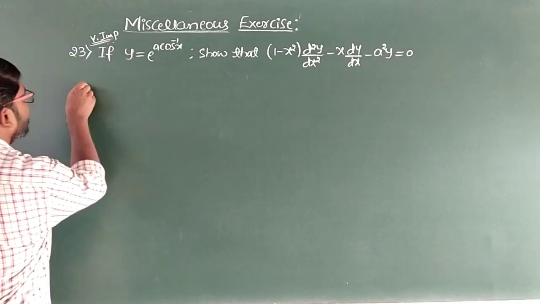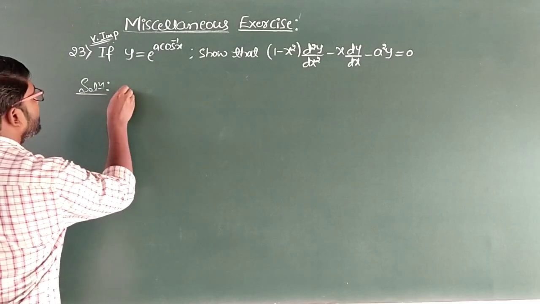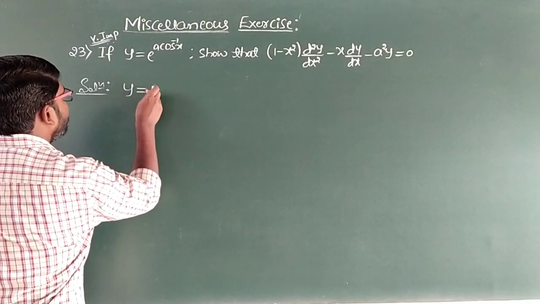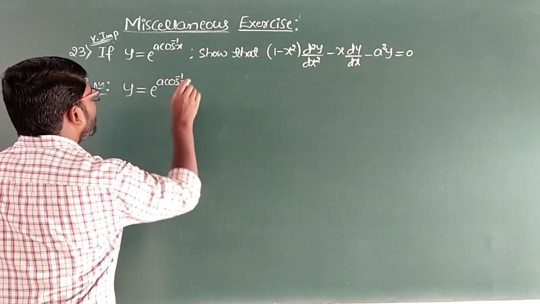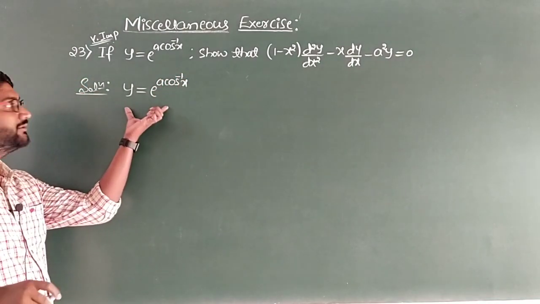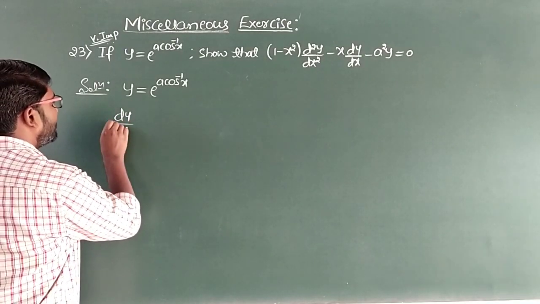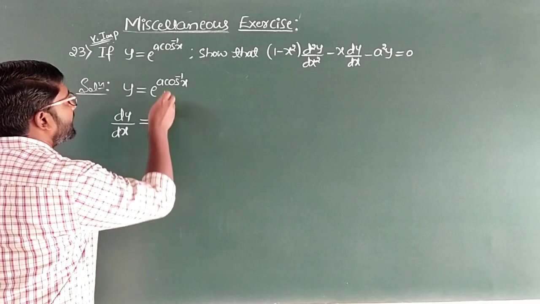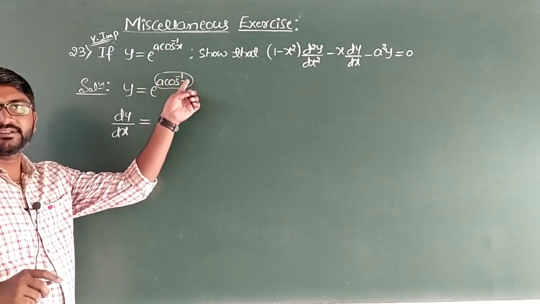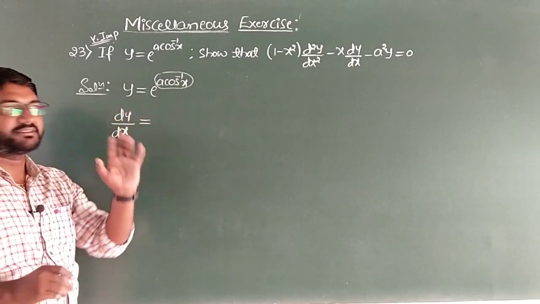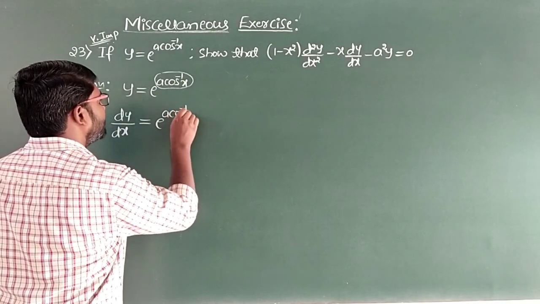So now I will take the given function y which is equal to e to the power a cos inverse x. Now differentiate both the sides with respect to x. We get dy by dx equals, now we have to consider this as e power x form, the derivative of e power x is e power x itself. So we get e to the power a cos inverse x.